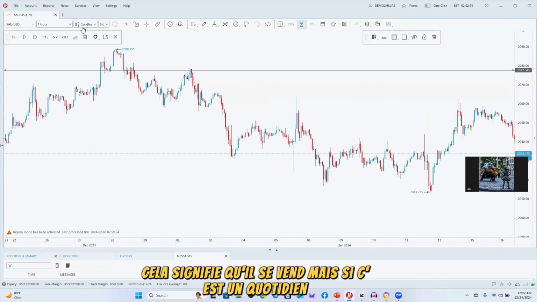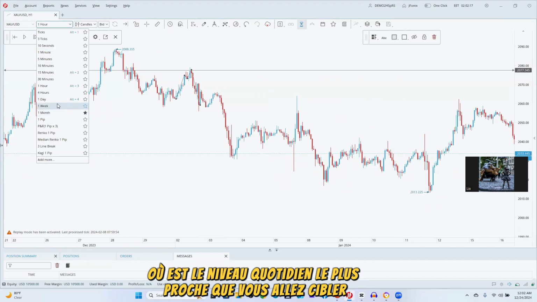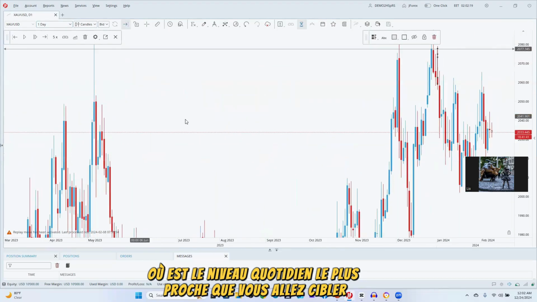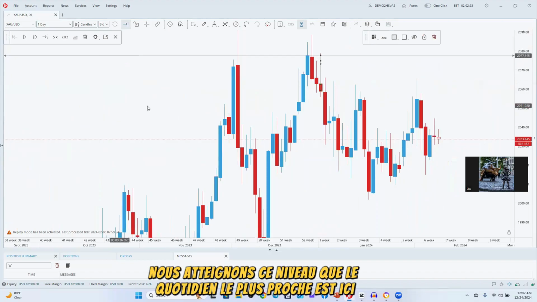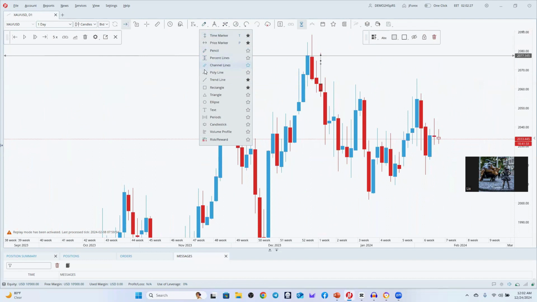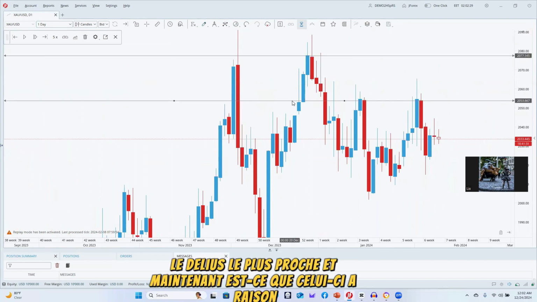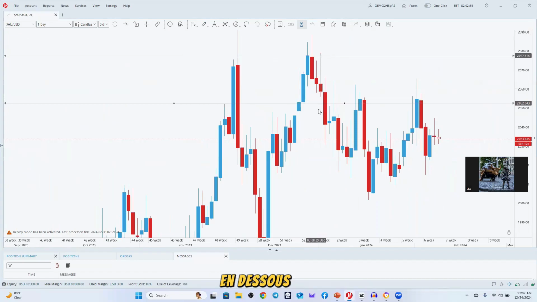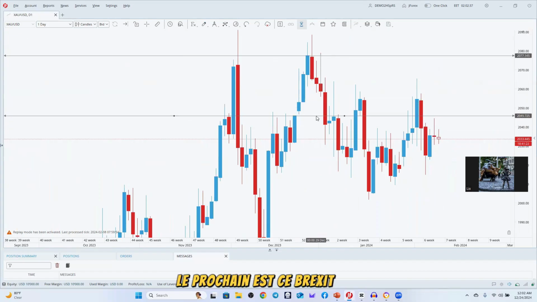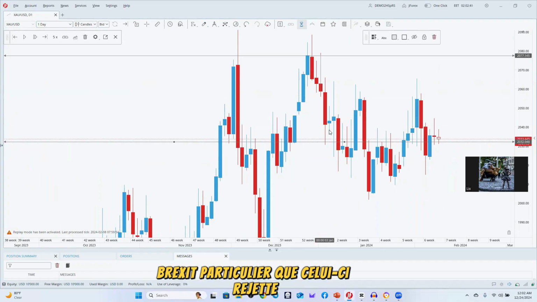But if it's a daily, where is the closest daily level that we are going to target? Okay, so that's the most important thing, right? We are hitting this level. The closest daily is here. The closest daily SNR is this particular one, right? So price goes up straight, trades below it. The next one is this, breaks it, breaks this particular one, this one rejects.